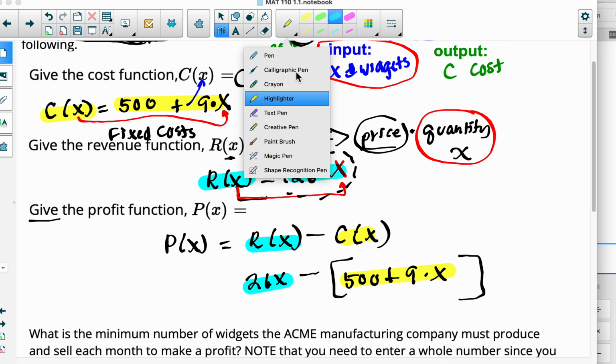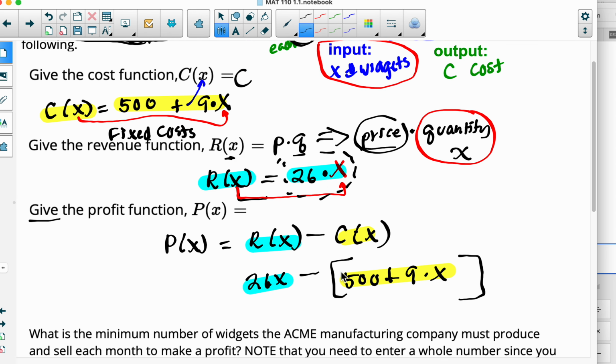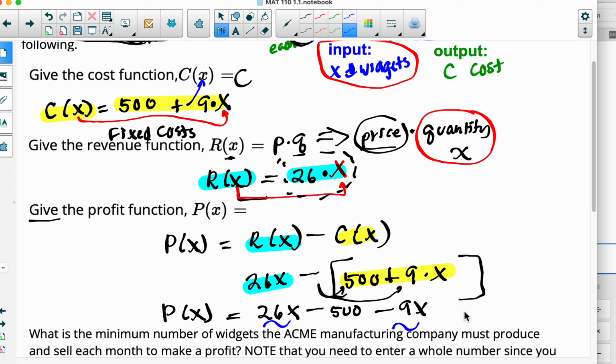And so now if I want to write this profit function in simplified form, I've got to distribute that negative. So this becomes P of X is equal to 26x minus 500 minus 9x. I can further simplify that. I can combine 26x with negative 9x. So this is equal to 17x minus 500. This is what I would be expecting if I asked you to simplify that.